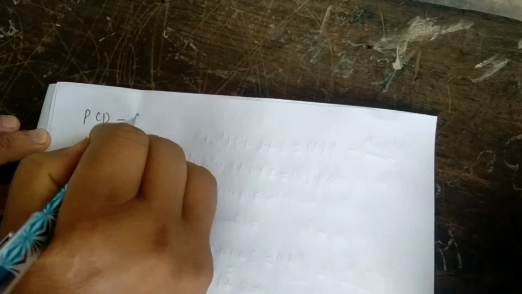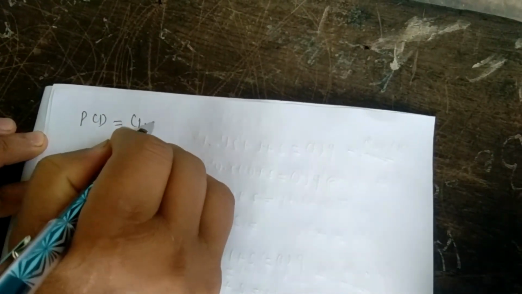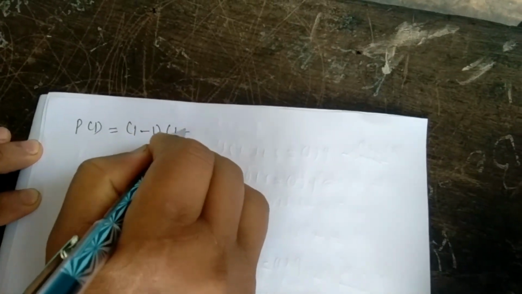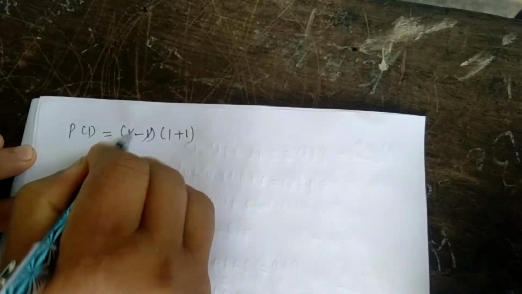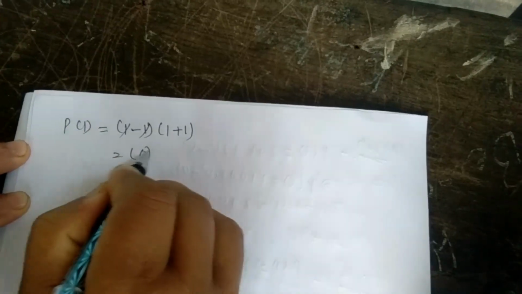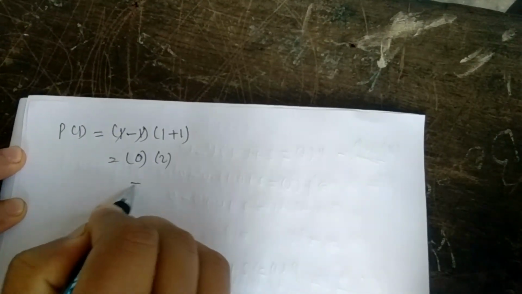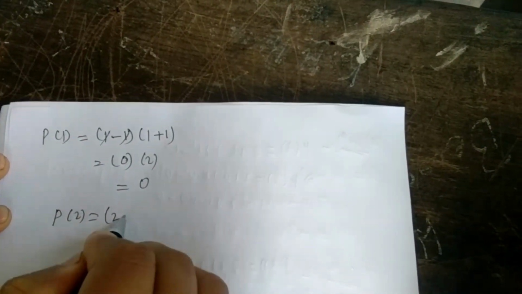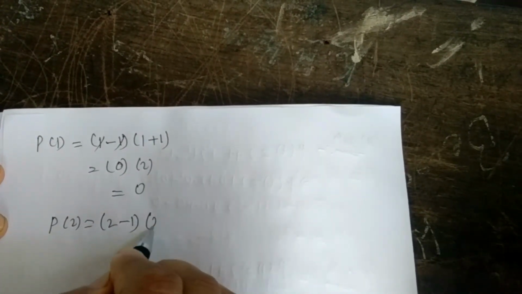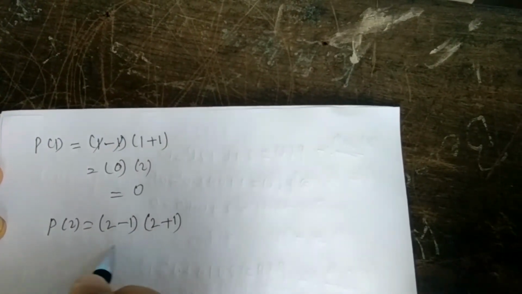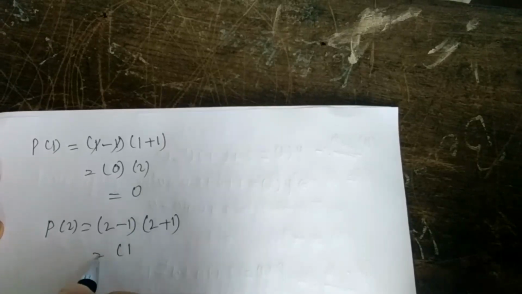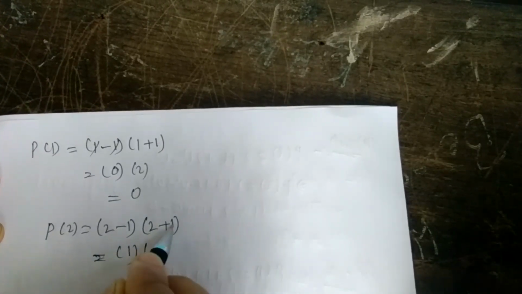And p(1): in place of x you put 1. 1 minus 1 in place of x you put 1, 1 plus 1. Minus and plus cancel, 0. 1 plus 1 is 2. 2 times 0 is 0. And p(2): in place of x you put 2. 2 minus 1 is 1. 2 plus 1 is 3. 3 times 1 is 3. This is the answer.